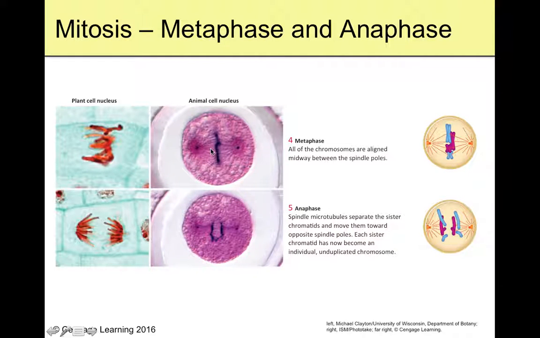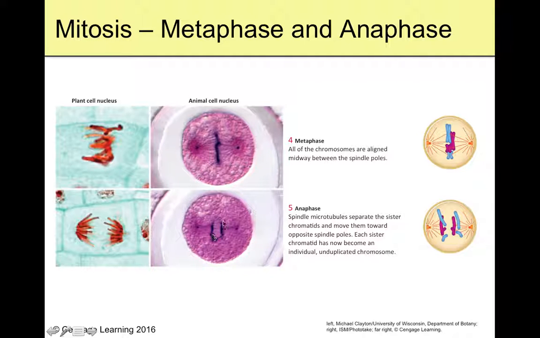So here's what they look like. Again, we're comparing a plant cell with an animal cell. Plant cell, metaphase, they're all lined up in the middle. Animal cell, they're all lined up in the middle. Very visible centrosomes, very visible spindle fibers. Very cool. Anaphase, this might be the easiest to see under the microscope, especially in plants. Here we've got one set of each sister chromatid heading this direction, one set of each sister chromatid heading this direction.